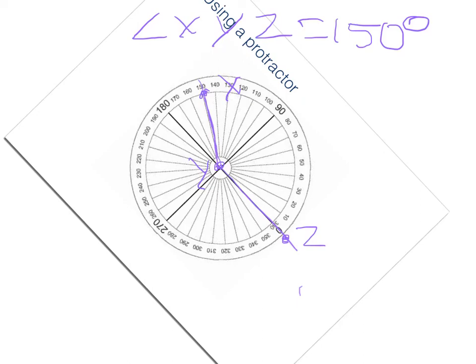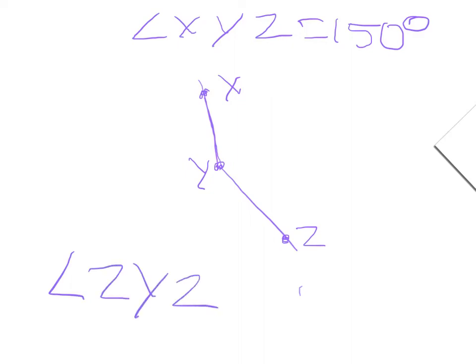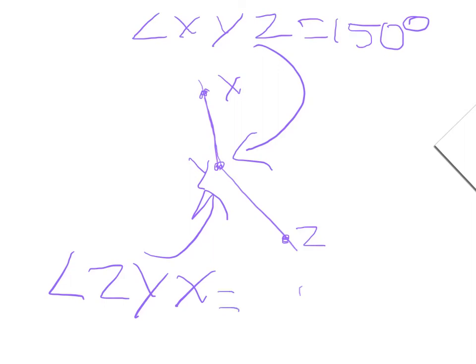Now let me move my protractor out of the way. I can also measure angle Z, Y, X. Now, X, Y, Z was this side. ZYX is, of course, right here. So it's the other angle. So what does ZYX equal? Let me bring my protractor back.